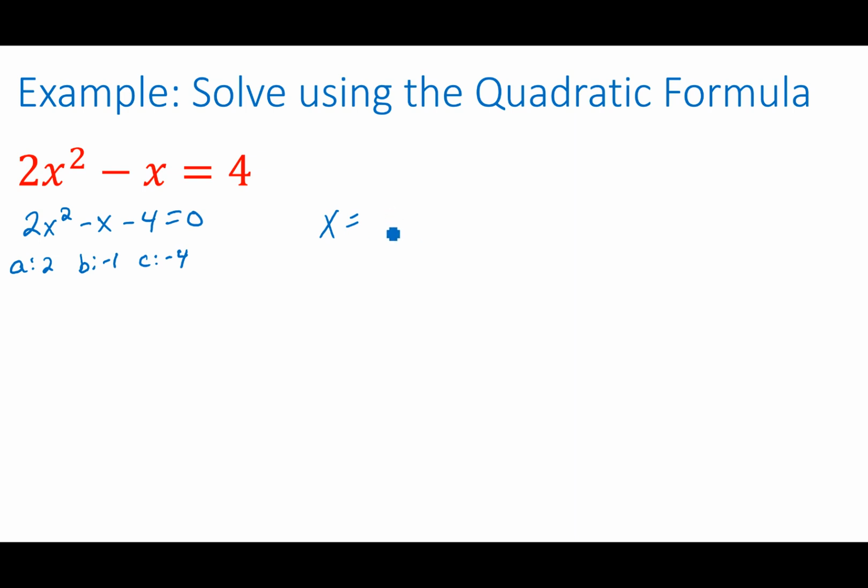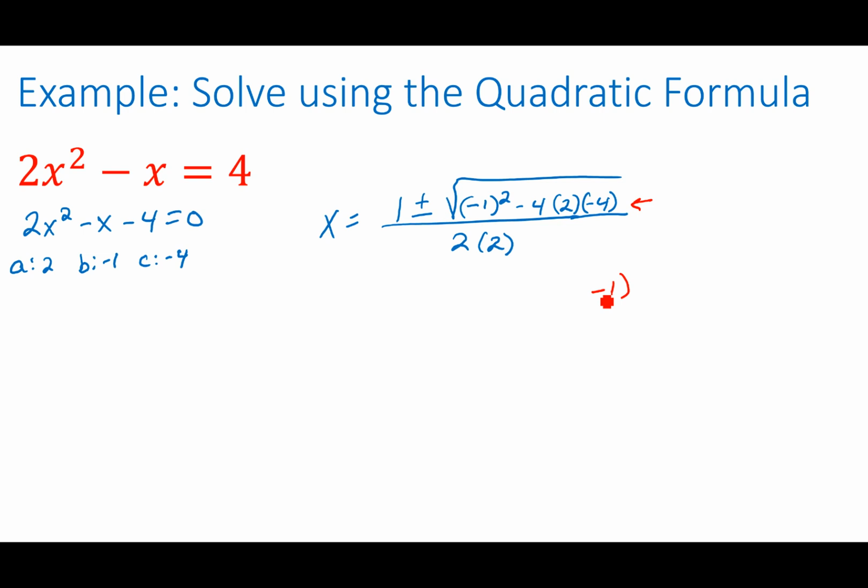So in this case, it's just positive 1 plus or minus square root of negative 1 squared minus 4 times a, which is 2, times c, which is negative 4, all divided by 2 times 2. So again, let's just look at that discriminant piece first. Let's just look at the piece that's underneath my radical. So negative 1 squared minus 4 times 2 times a negative 4.